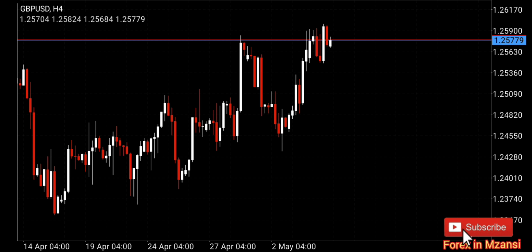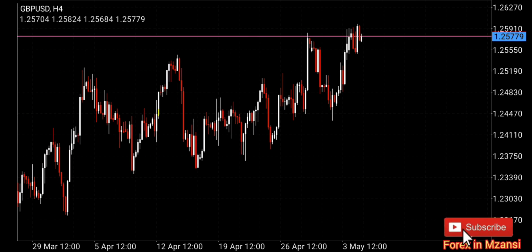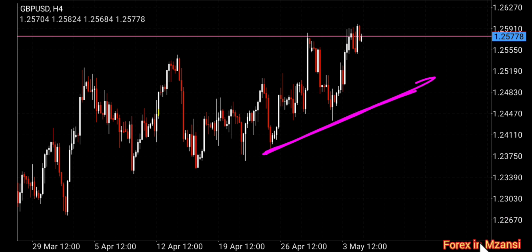So this is our H4 chart, and in terms of the trend, it's still the same as what we had on daily and weekly. So we are bullish, and we have got our support there. This is our support. What I'm going to say with regards to this chart is going to be the same as what I said on daily. So basically, we are bullish and we have got a nice zone here.